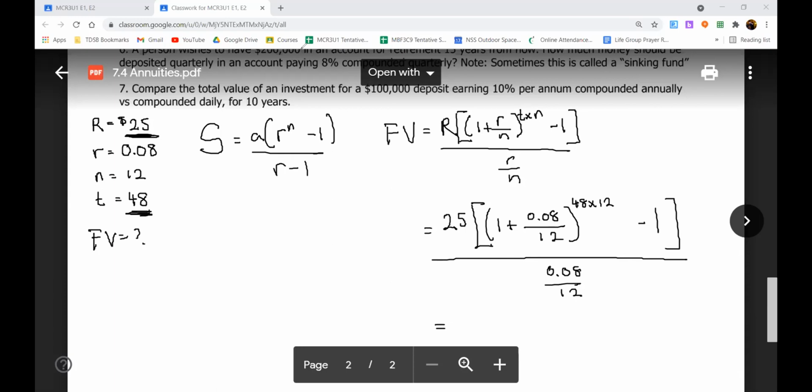Do this for me. For those of you who are still struggling with the calculator, please calculate from darkest color to lightest color, okay? So do this bracket first: 0.08 divided by 12, and then that answer plus 1. Next, apply the exponent. So 48 times 12, 576, I believe.